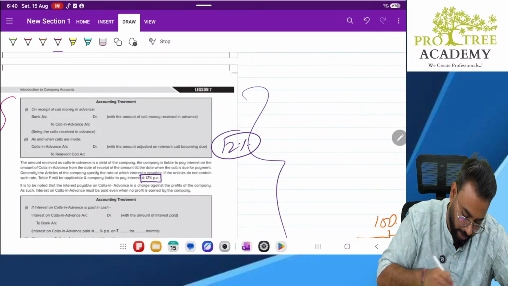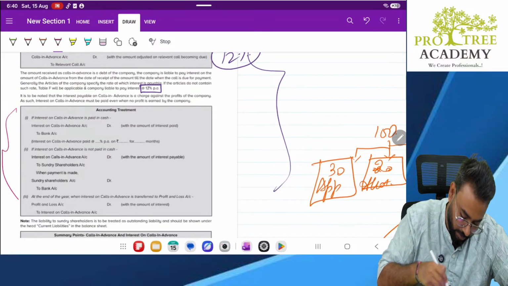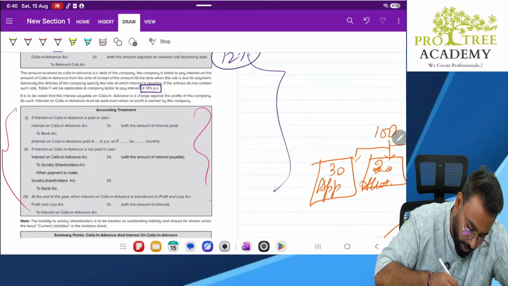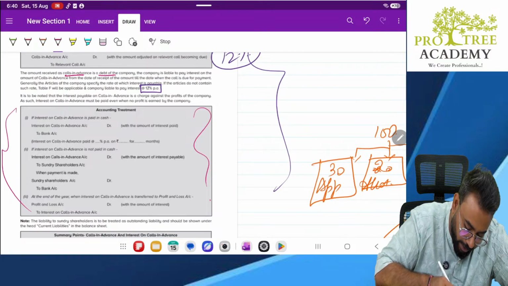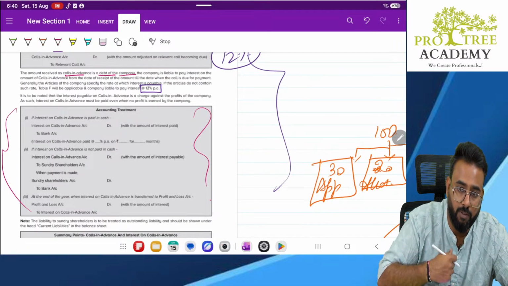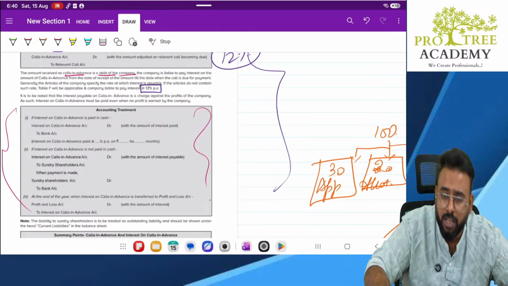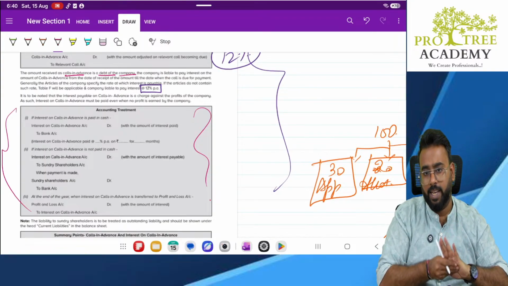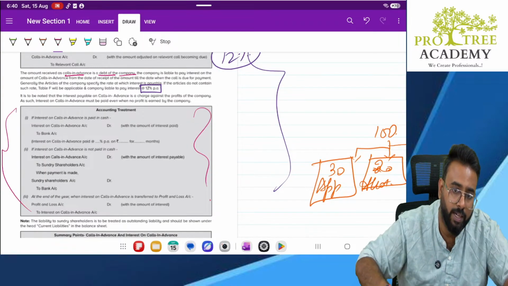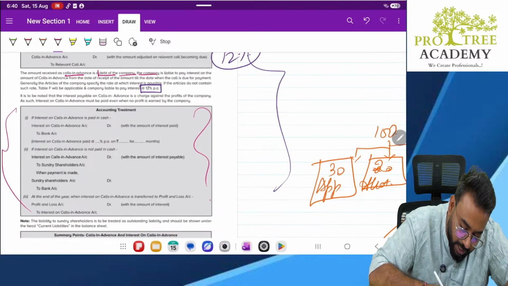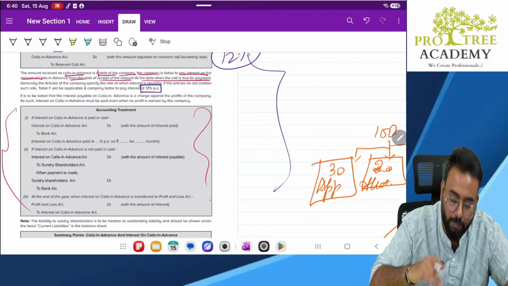So these are the journal entries which we have seen. The calls in advance received is a kind of debt of the company. Why? Because we have received the advance. Can he ask us the money back, whatever advance is given? Yes, he can ask us the money. So if he can ask us, it is an obligation to us. So it is a debt, which means it is a liability. The company is liable to pay interest on the amounts of calls in advance from the date of receipt of the amount till the date when the call is due for payment.